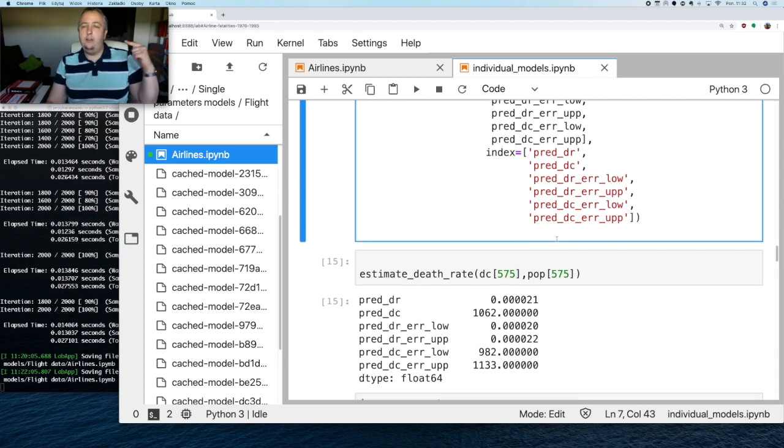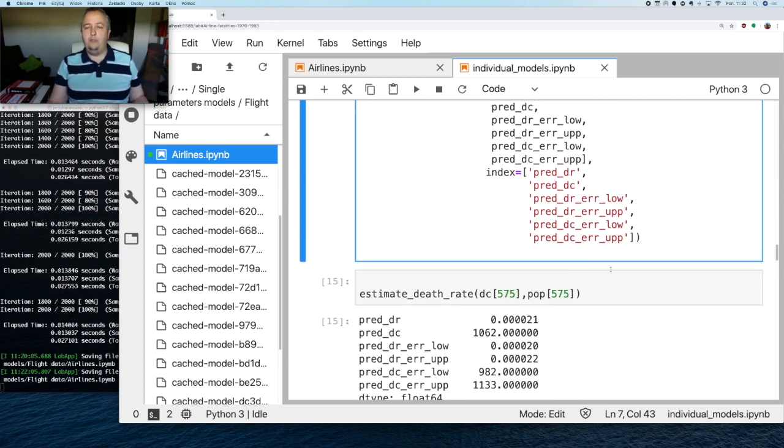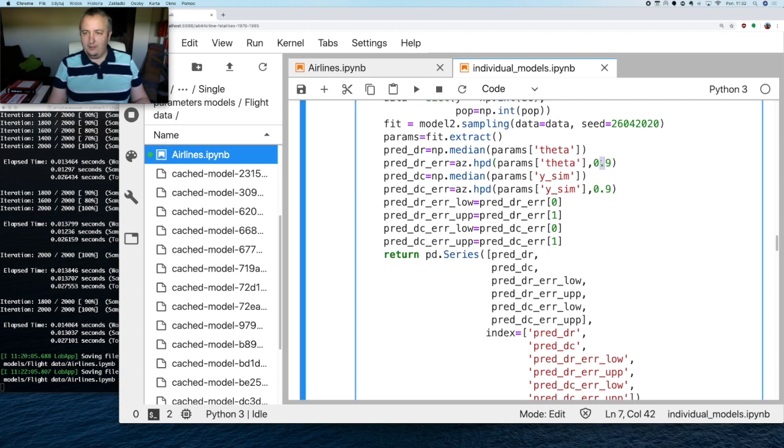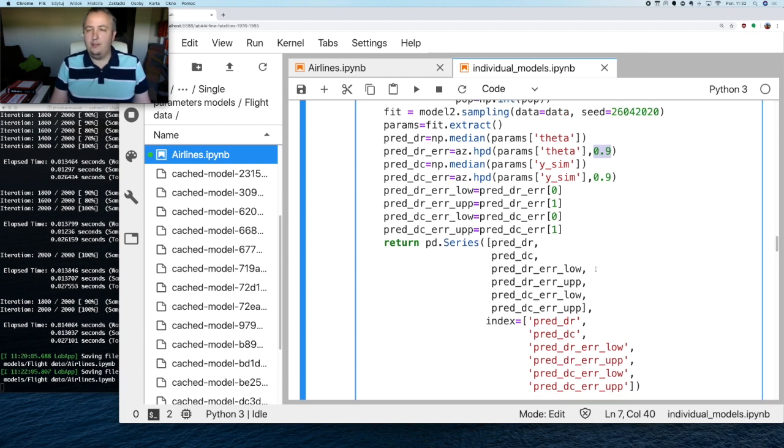Remember, there is nothing sacred about 0.95 for the quantiles. As long as you know what you are doing and you're consistent within a single analysis, you can use 90%, you can use 89%, you can use whatever you want. Just make sure it makes sense, so don't use 20% confidence intervals because that doesn't make sense.